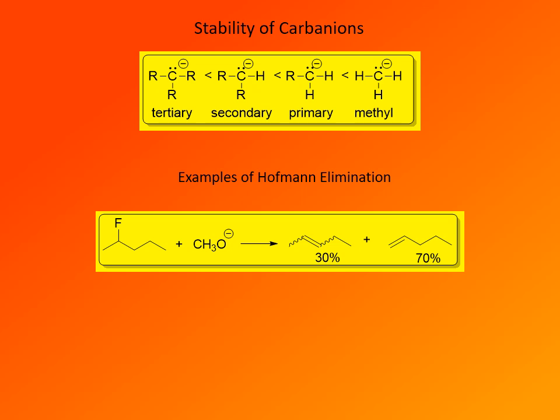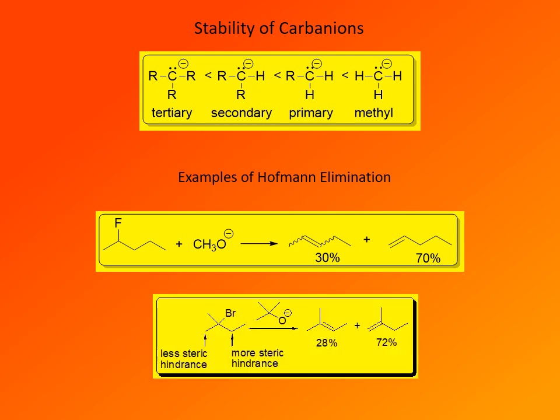Some examples of Hofmann elimination, of course, involve elimination of alkyl fluorides. As you can see, formation of the less substituted alkene is only preferred, so it's 70-30 in this case. And the same goes for Zaitsev elimination. In the case of Zaitsev elimination, formation of the more substituted alkene is only preferred. We get 80-20 or something like that.